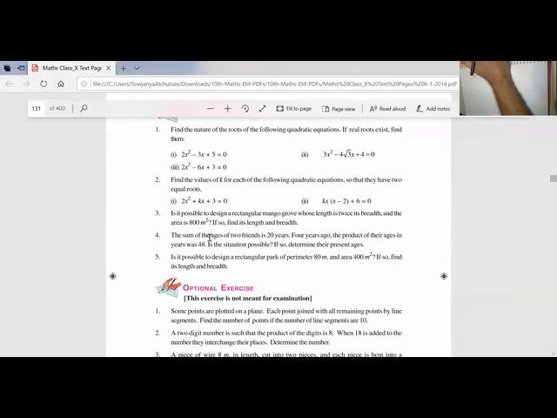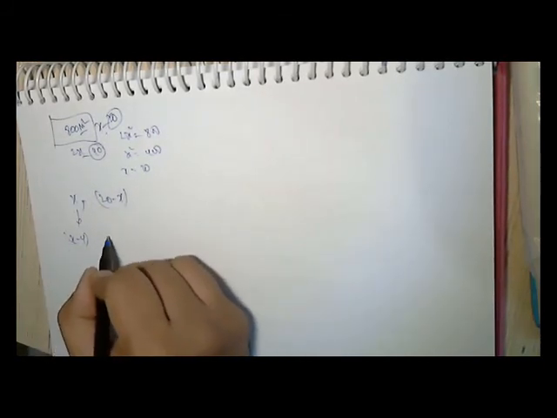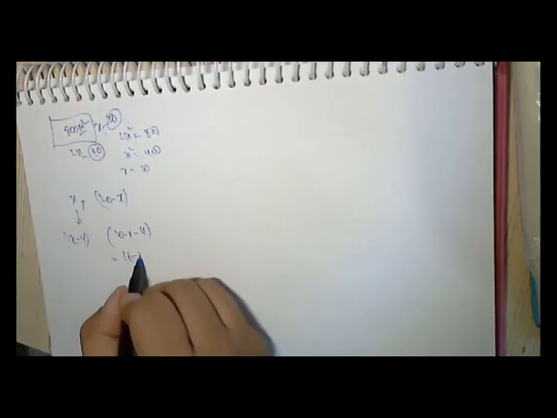Let us see the fourth problem. The sum of ages of two friends is 20 years. Suppose one of the friends' age is x, the other friend's age is 20 minus x. Four years ago, the product of their ages is 48. So four years ago, his age is x minus 4, and the other's age is 20 minus x minus 4, that means 16 minus x.